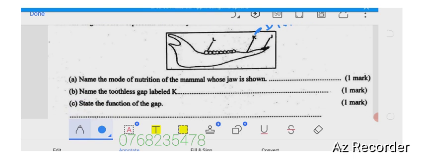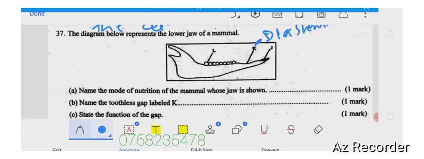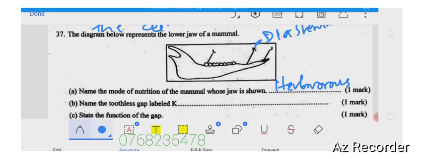Name the mode of nutrition whose jaw is shown. The jaw shown is of a herbivore. So the mode of nutrition is herbivorous, which is under the Holozoic mode of nutrition, where animals depend on complex materials for digestion. If they ask you to give a reason for your answer, it is because it contains what we call a toothless gap called the diastema. Name the toothless gap K. As I've just said, it's called the diastema.